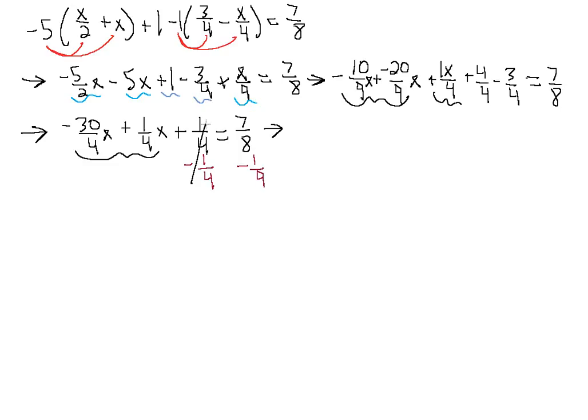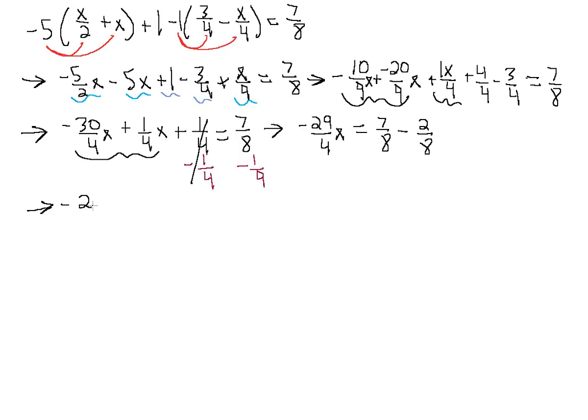Okay, these two are going to cancel. So all that's left is minus 30 over 4 plus 1 over 4, which gives us a minus 29 over 4 times x. That's all that's left on the left side. Over here we have 7 over 8 minus 1 over 4, but let's go ahead and write it over 8 so we can subtract in the next step. 1 over 4 is the same as 2 over 8.